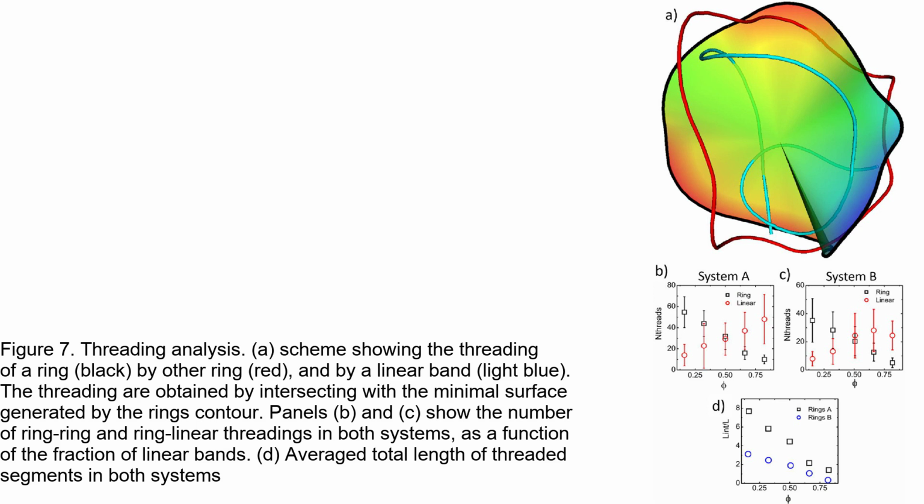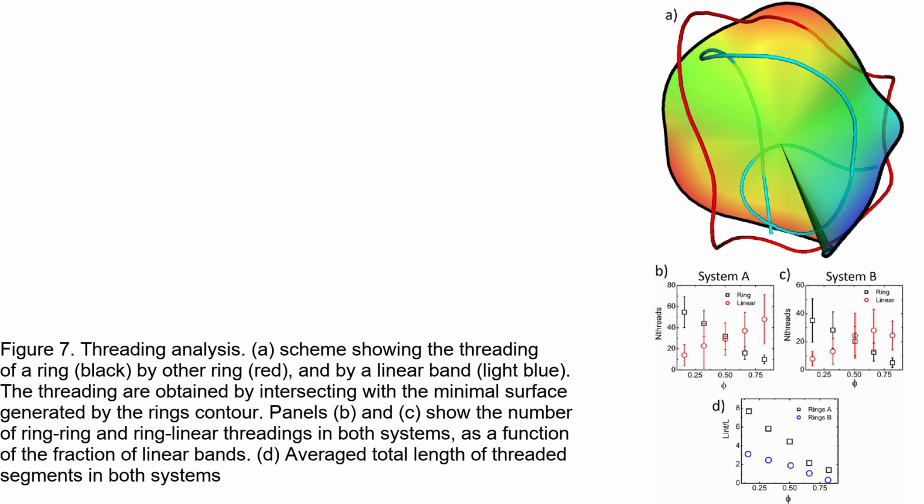Panel A illustrates the threading of a ring by another ring and by a linear band. Panel B shows the number of ring-ring threadings, while Panel C shows the number of ring linear threadings, both as a function of the fraction of linear bands. Finally, Panel D displays the average total length of threaded segments in both systems.